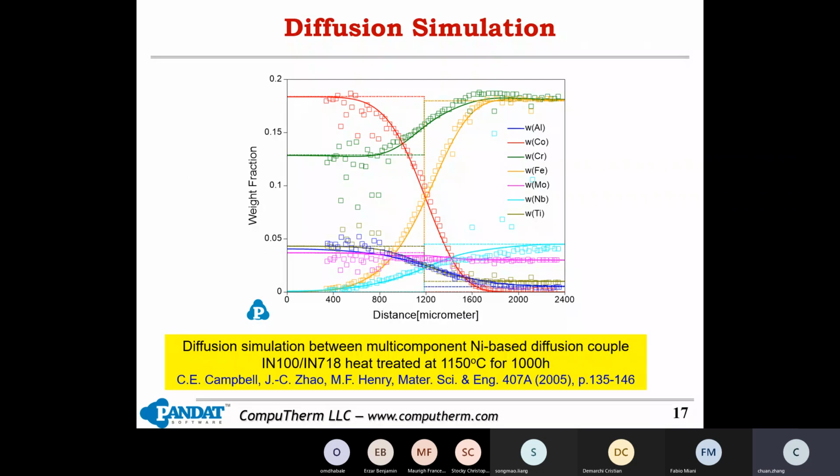So this example is for the multi-component diffusion couple. This is for nickel-based alloy, the iron 100 and 718. For this alloy, you can see the lines are simulation results, and the symbols are experimental measurements. So you can see this is one application of this module for the diffusion couple.